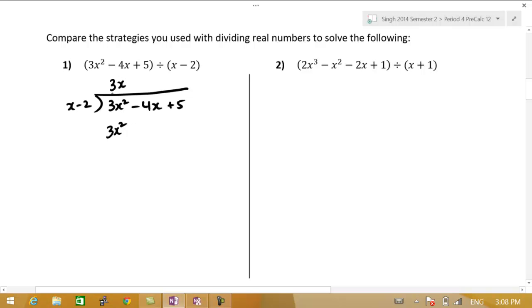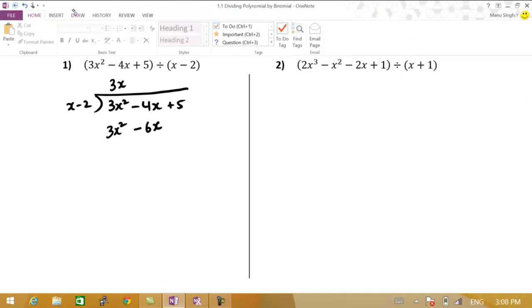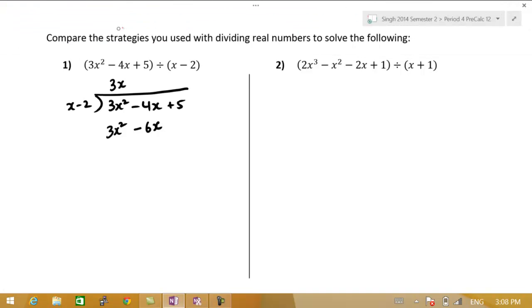We then take that 3x and we also multiply it by the negative 2. So 3x times a negative 2 is going to give me a negative 6x. If you think of it as a monomial multiplied by a binomial, 3x times an x minus 2 gives you 3x squared minus 6x. And just like you did with long division, you now have to subtract the top and the bottom. So when you subtract over here, what's going to happen is the signs are going to change. This is going to become a positive sign.